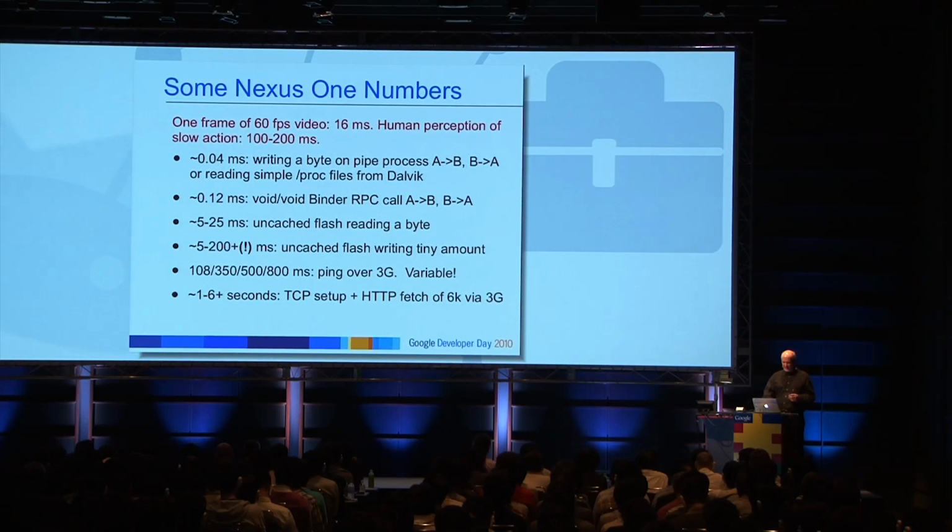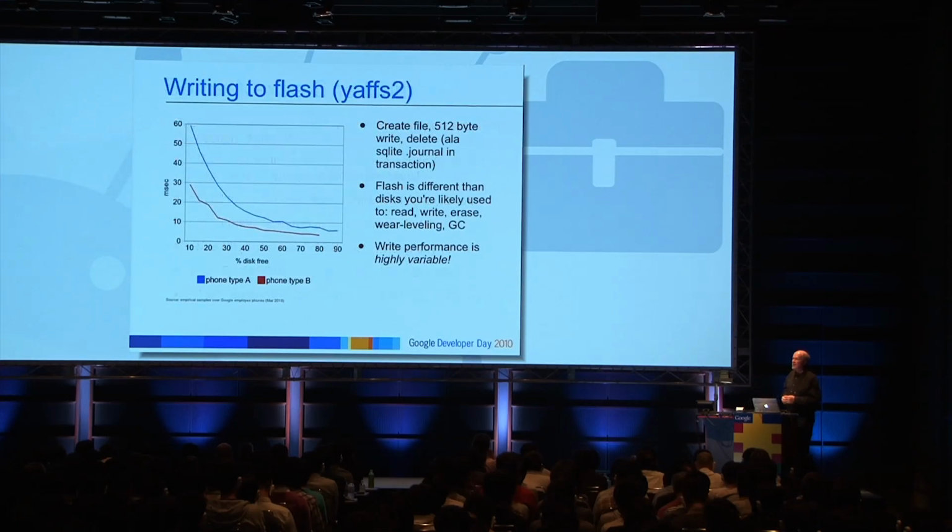Here are some details about how long it takes to write something to the persistent flash storage on an Android device. And the transaction here is we create a file, we put a few bytes in it, and we close the file. It turns out that this is behavior very similar to SQLite when it does its journaling operations.